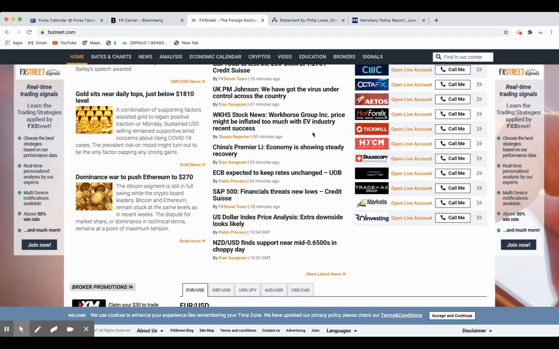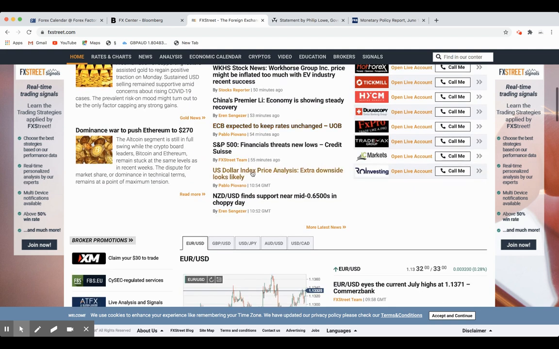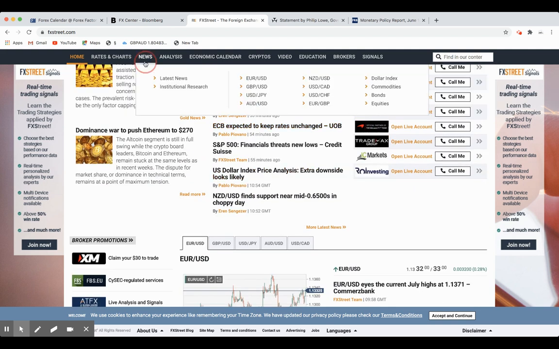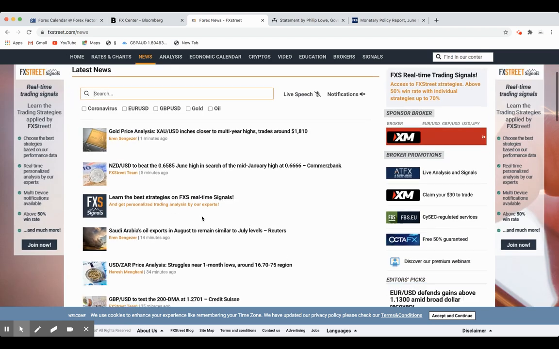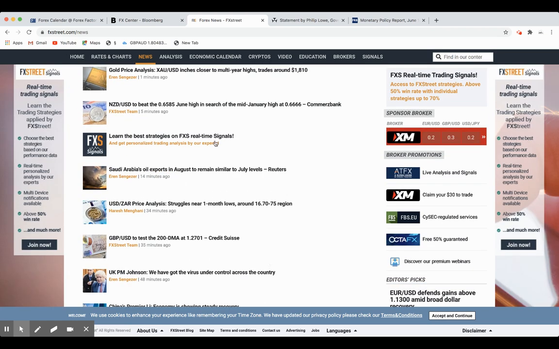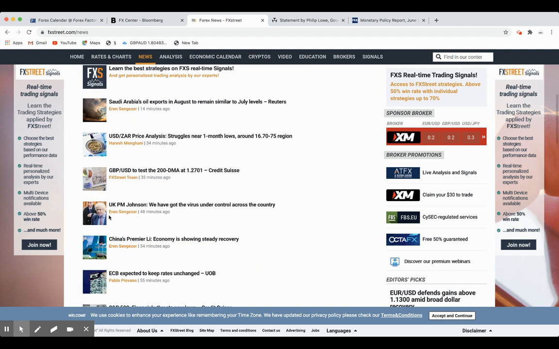If you see things about actual news, things that are going on in the world, let's take a look if there's anything useful on here. Okay, stuff like this: Saudi Arabia's oil exports in August to remain similar to July levels. So this could give us a nice insight on oil and the demand and supply of oil. But when it comes to things like this, GBP USD to test the 200 DMA, that is not really so valuable. Okay.